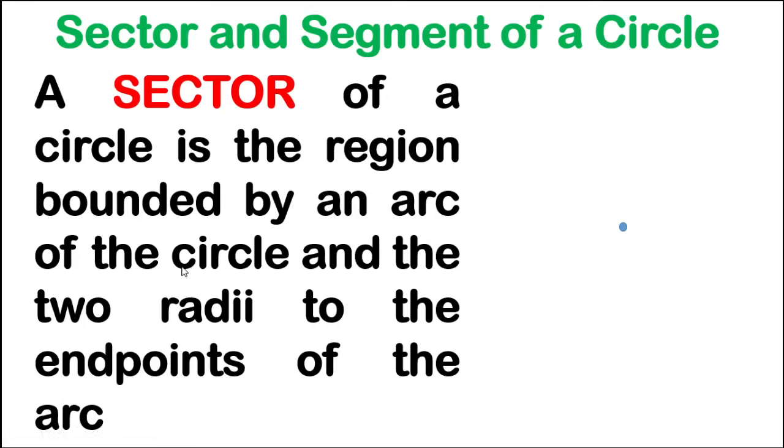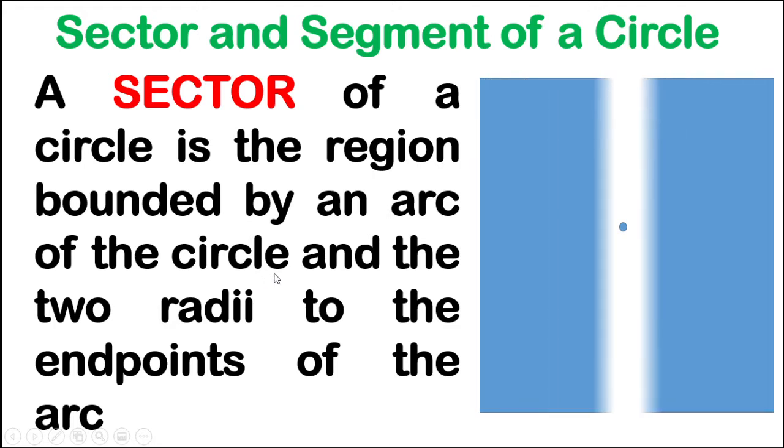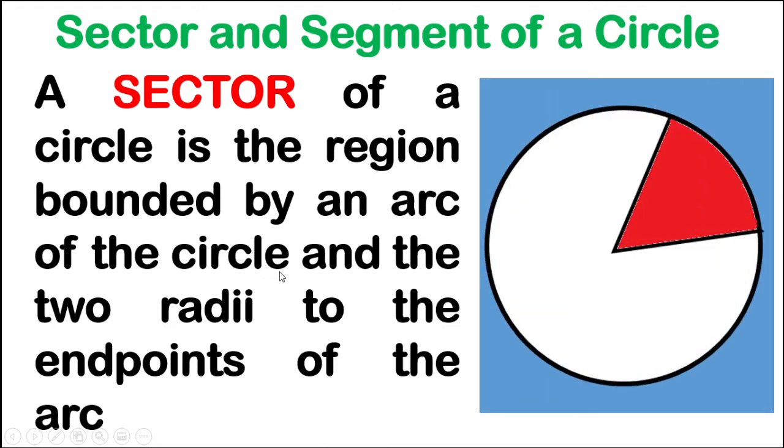Now let's talk about the sector and segment of a circle. A sector of a circle is the region bounded by an arc of the circle and the two radii to the endpoints of the arc. Say, given the circle, the red shaded part is what we call the sector of a circle.